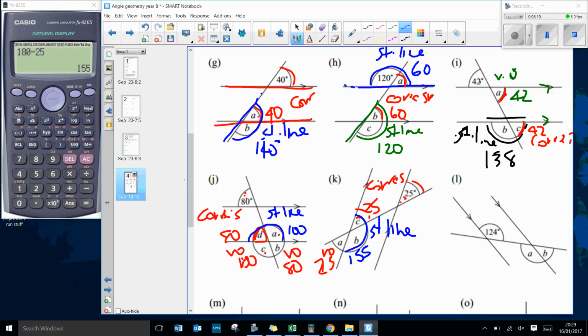Next one, the 124 and the A are on opposite sides of the transversal line, so these are alternate angles, and that makes that 124. And then A and B are on a straight line, so they would add up to 180. So 180 subtract 124 is 56, and that's a straight line.